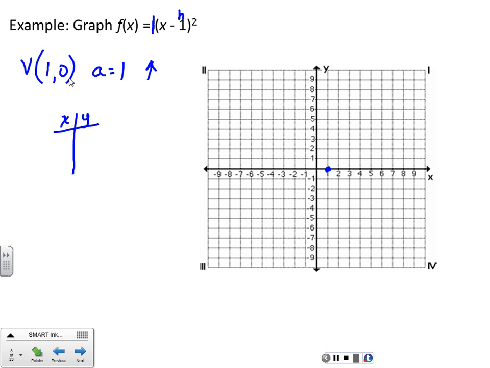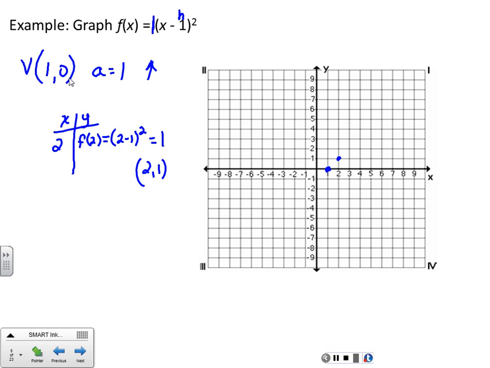Choose a number, any number. 2? That's the one I heard first, so we'll go there. All right, so let's go with f of 2, which is going to be 2 minus 1 quantity squared, which is going to be what? 1. So your ordered pair is 2, 1. That's there.